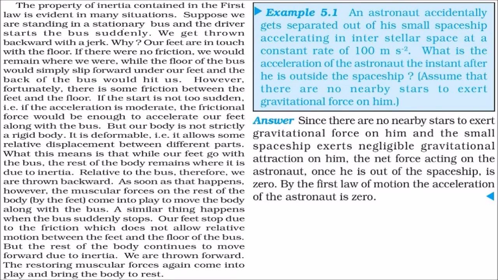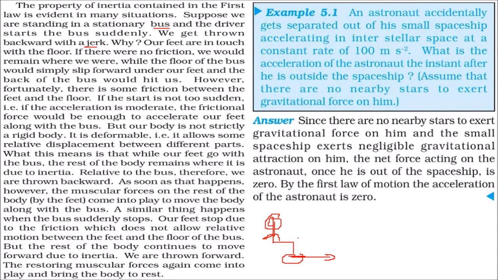When we are standing in a stationary bus, and the driver starts the bus suddenly, what will happen? We will get thrown backward with a jerk. Why? Because our feet are in touch with the floor. So if there were no friction, we would remain where we are, while the floor of the bus would simply slip forward under our feet, and the back of the bus would hit us. But fortunately, there is some friction between our feet and the floor.